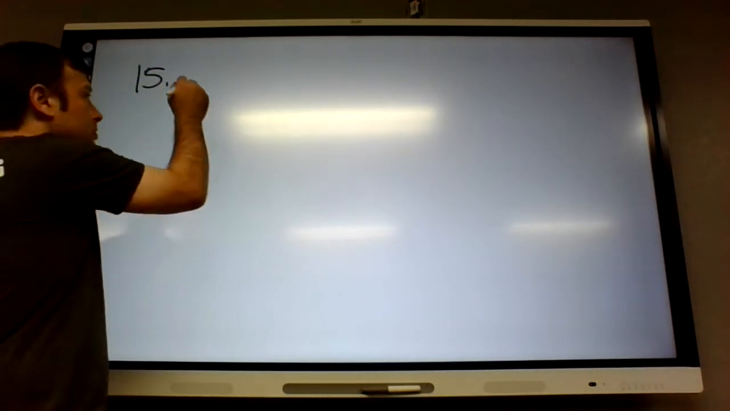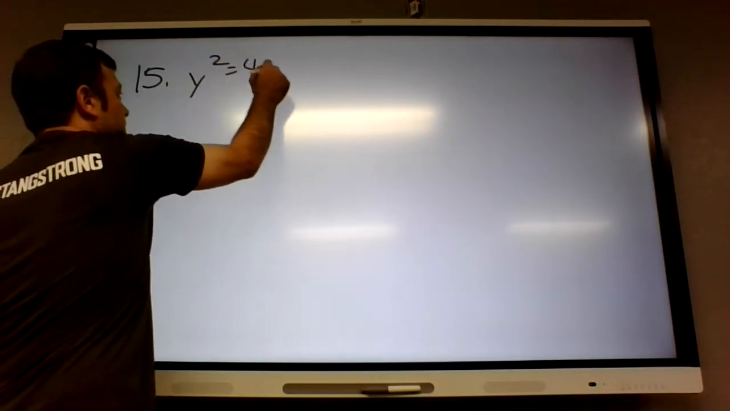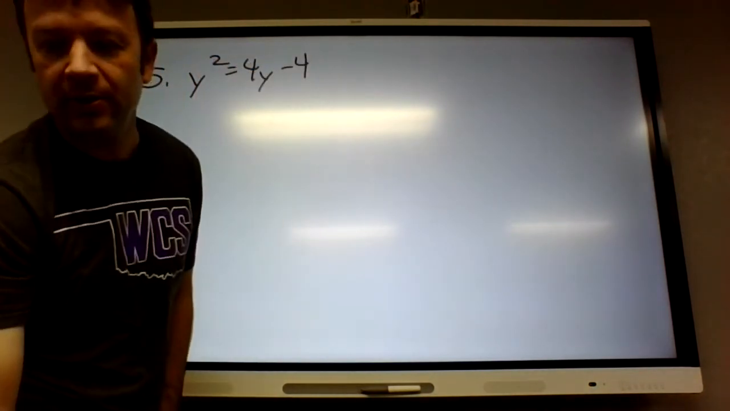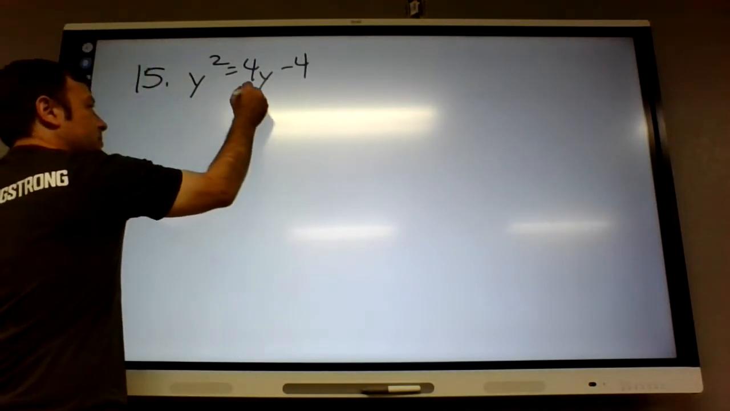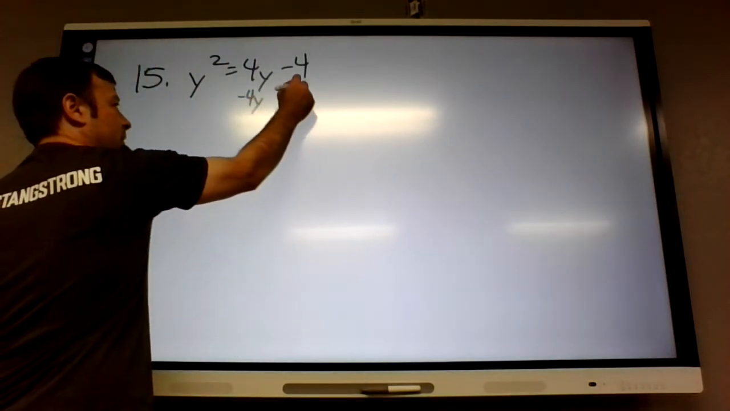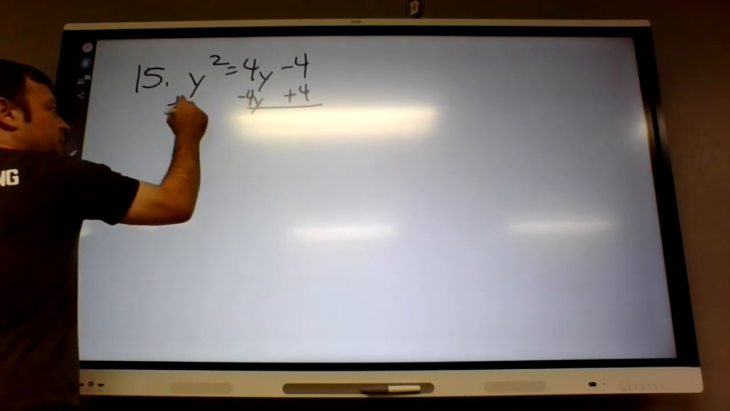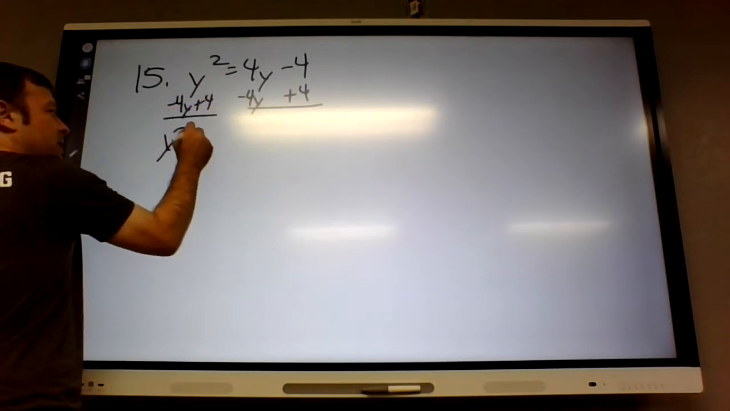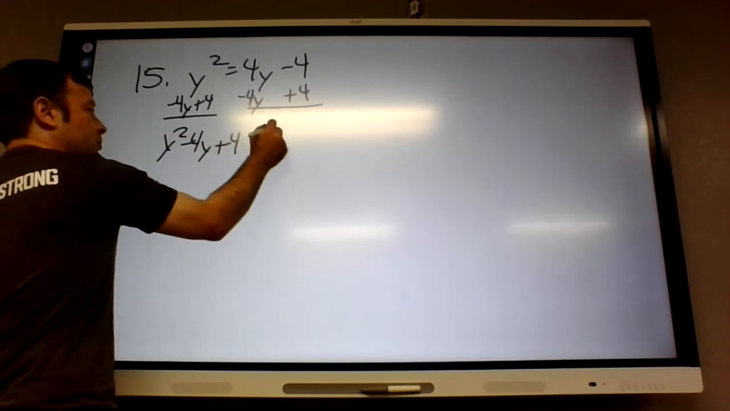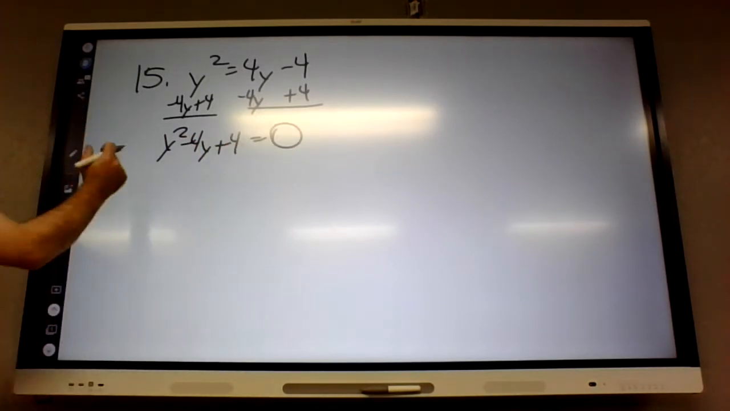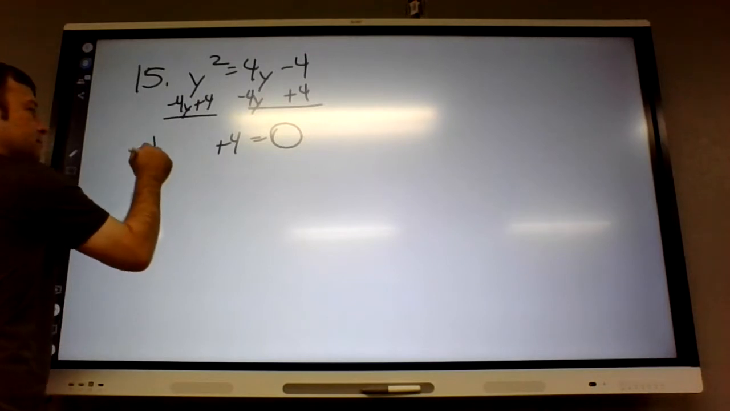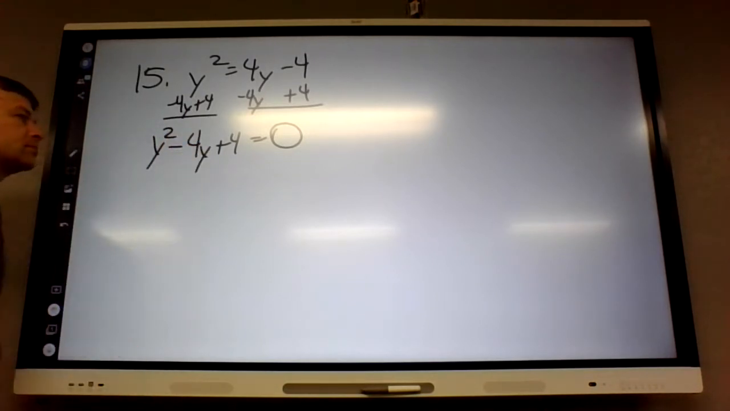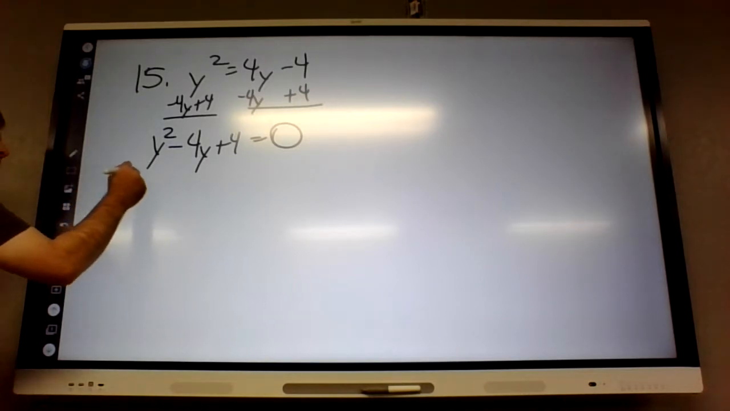Move everything to the y squared side. Yeah, move everything to the left. So how would I do that? Subtract 4y and add 4. So that will put everything over here. Y squared minus 4y plus 4. Let me write that a little bit neater. Okay, now it looks more like the other problems.